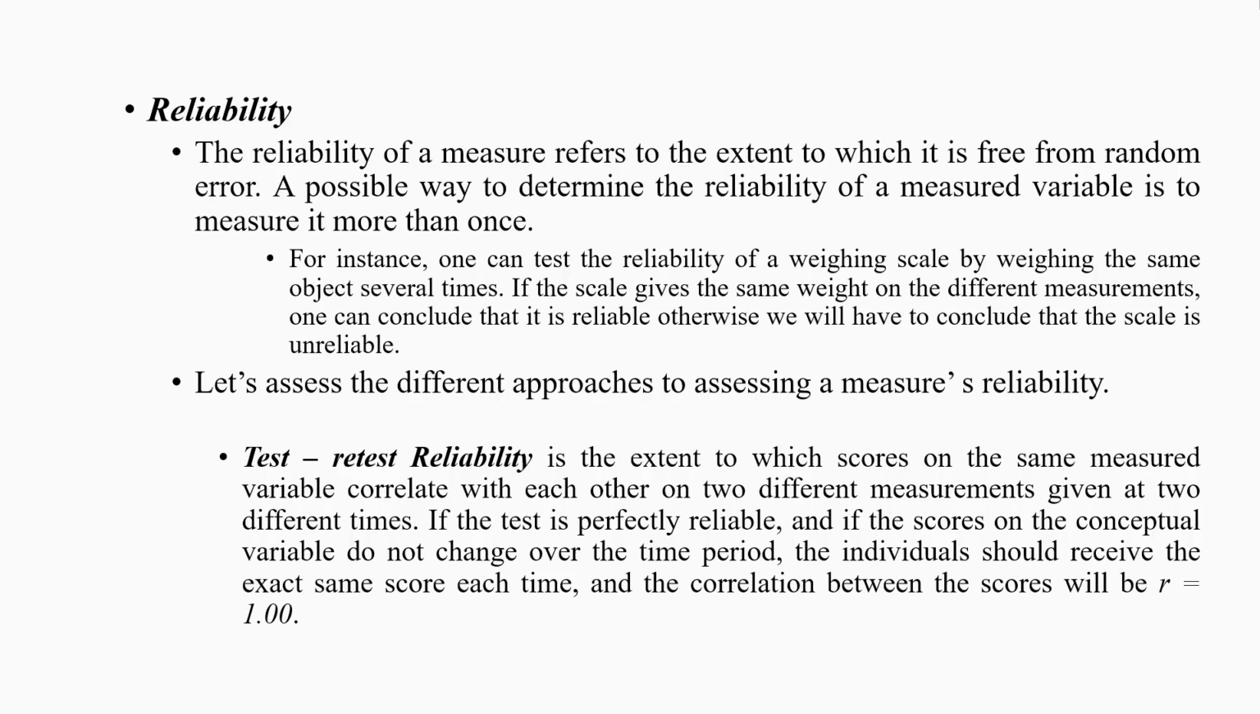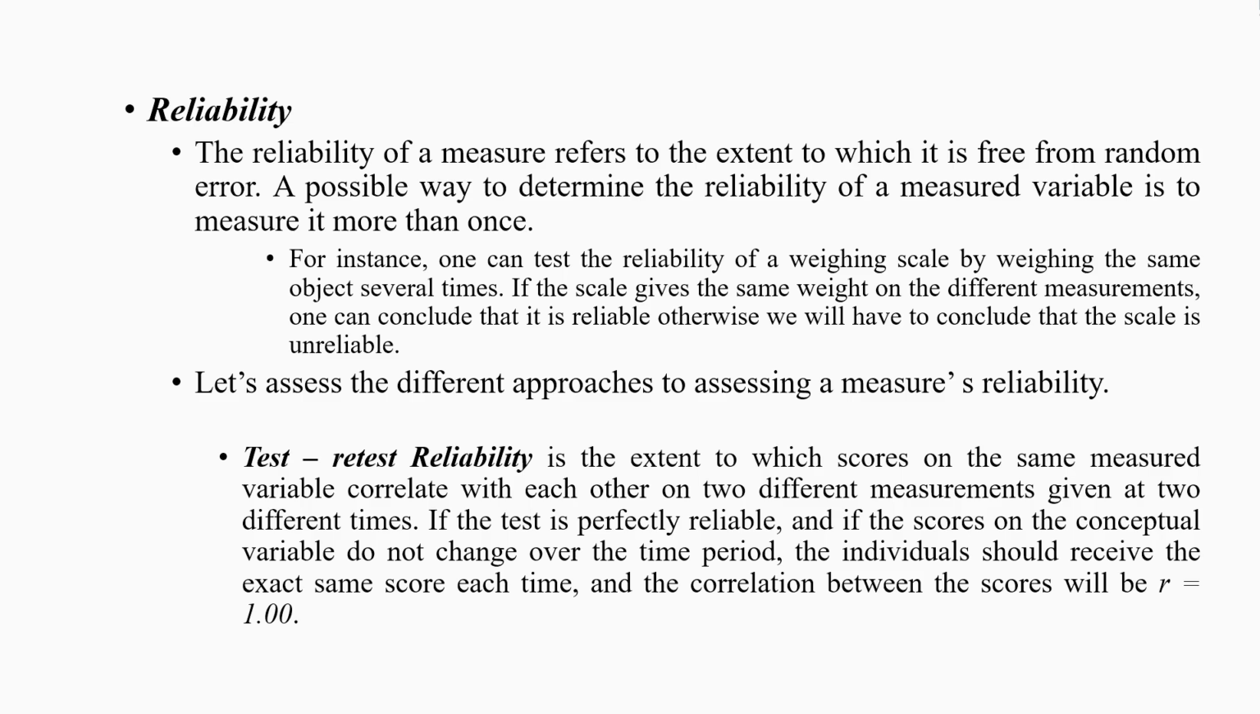So, if your scale is giving the same measurement on several trials, then you can assume that it is a correct one. But if in some measures it is telling 10, some 12, other measures 7, then you can conclude that the weighing scale is not measuring the weight reliably. Okay. So, let us go forward and assess the different approaches to measuring reliability in an experiment.